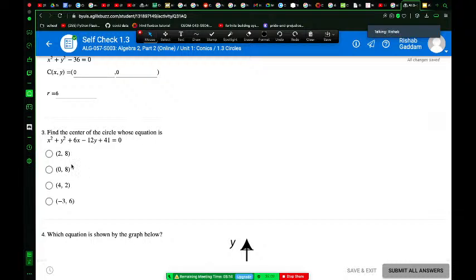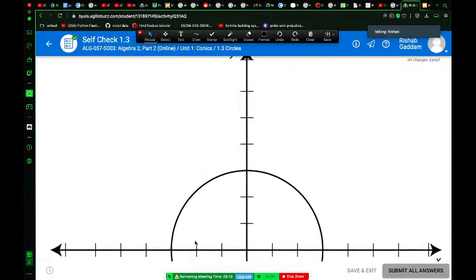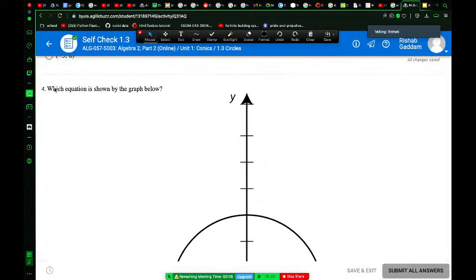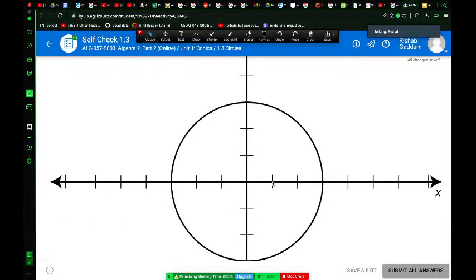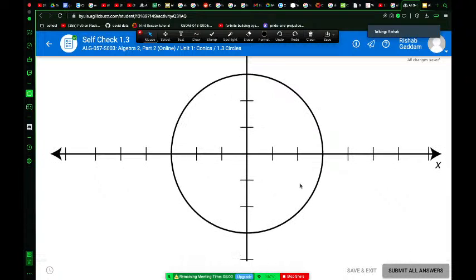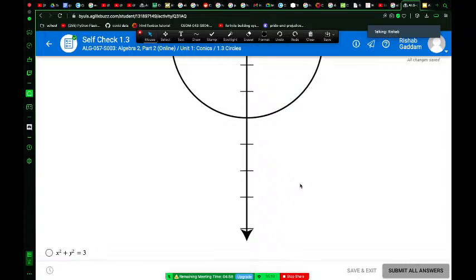Okay, so this one should be easy. Which equation is shown by the graph below? And each of these things is 1 unit, so just remember that. It's not numbered.